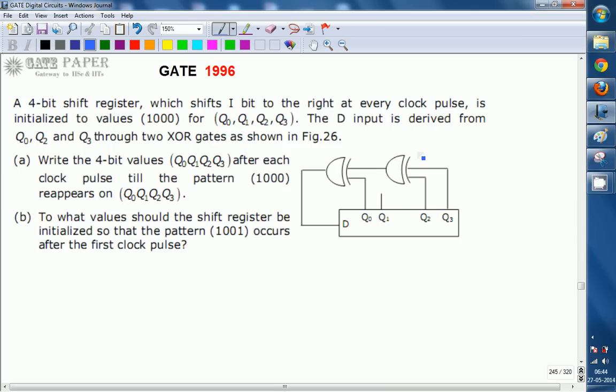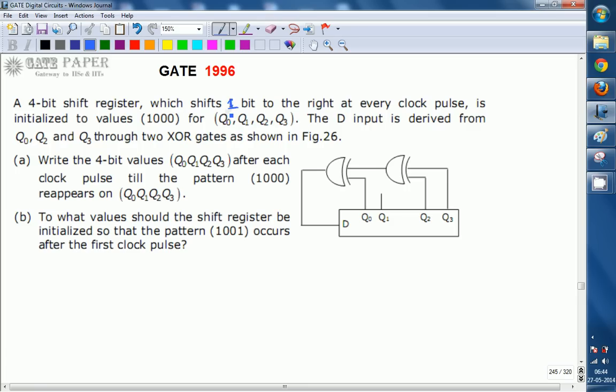Hello, we are discussing the GATE 1996 ECE paper, and this question is related to digital circuits. This is a 5 mark question that came in GATE 1996. So look at the diagram. The diagram given is a 4-bit shift register which shifts 1 bit.